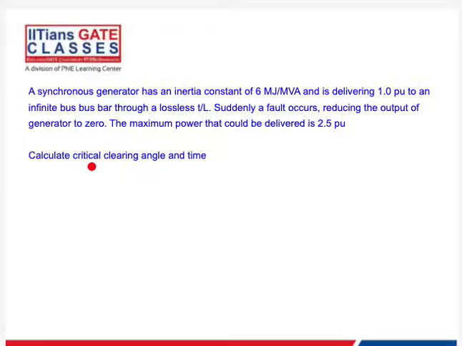What is Ps? Ps, the mechanical input or the original value, is? You can do the question, but just tell me so that I know that you guys are not taking the wrong values. What is Ps? Ps is given as 1 per unit. Right? Then what is Pm1? Maximum is given as, and what is Pe2 and Pm2?